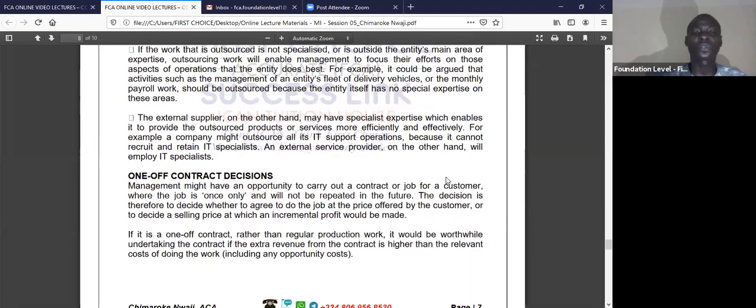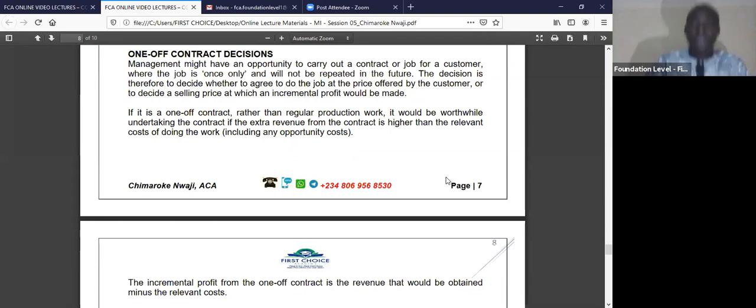non-financial costs. The next one we're going to look at is one-off contracts. What is a one-off contract? We mentioned that when we were studying relevant costs, that one-off contracts are those contracts that will not be repeated in the future. They just come up just once. They are special contracts, and we use relevant costs to decide whether we will agree to do the job or not. Now, in this situation, the customer is offering us something smaller than what we would normally charge.